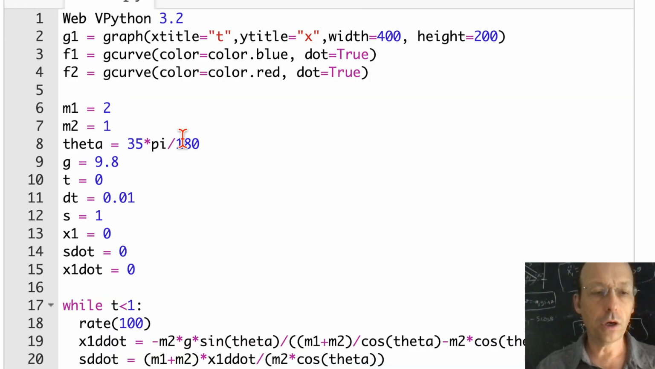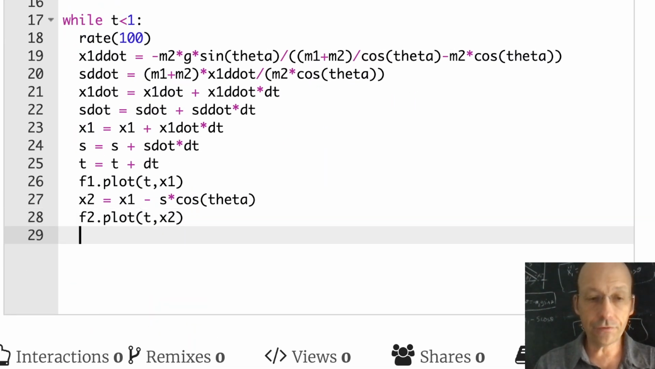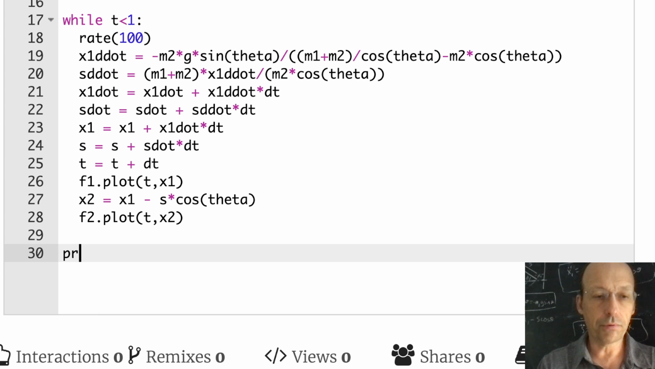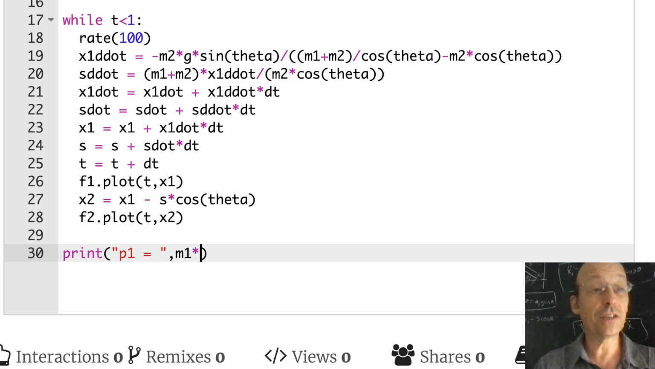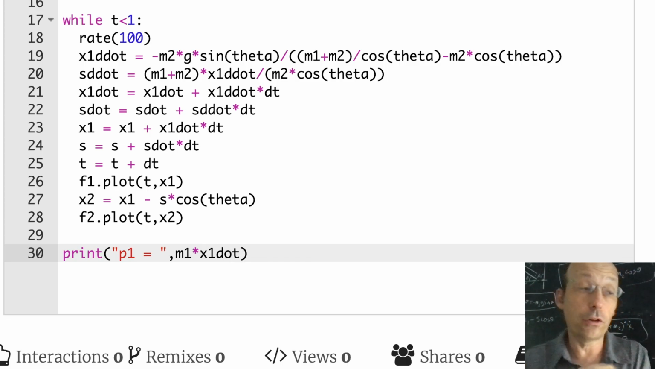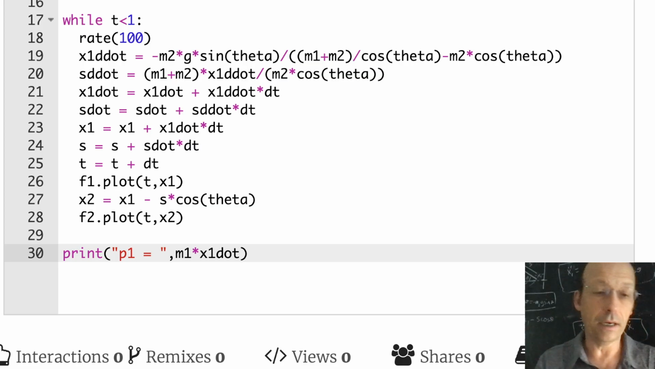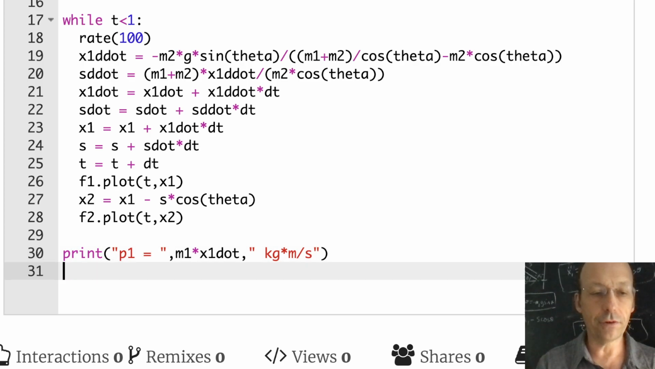Okay. So I'm going to go down here, after the whole thing's over, and print P1 equals, the momentum for object 1, which is going to be mass 1 times its velocity, which is x1 dot. Now, if I'm doing this after the loop, it's the velocity at the end because I've already updated it. And it would be technically in kilogram meters per second, but we don't really have to do that.